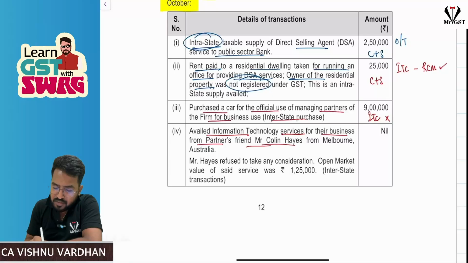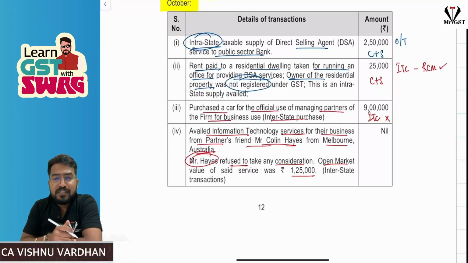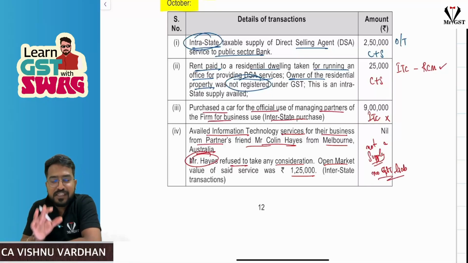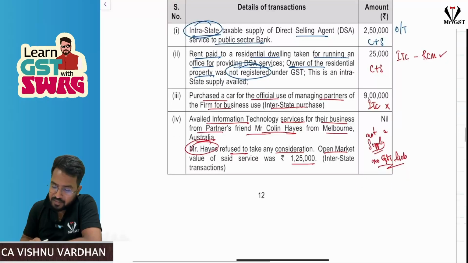Next, availed information technology services for their business from a partner's friend. Again, this is a purchase. Mr. Colin Hayes from Melbourne. So importation of services from Australia. But Mr. Hayes refused to take any consideration, and the open market value for that is 1,25,000. Please understand, this is nothing but importation of service without consideration. Schedule 1 para 4 will come only if you are importing the service from a related person or own establishment located outside India. So here Schedule 1 para 4 will not come into picture. So this is not a supply, so no GST. You ignore my handwriting, please. I'm just focusing on finishing the video quickly. So no GST liability. Okay, next.